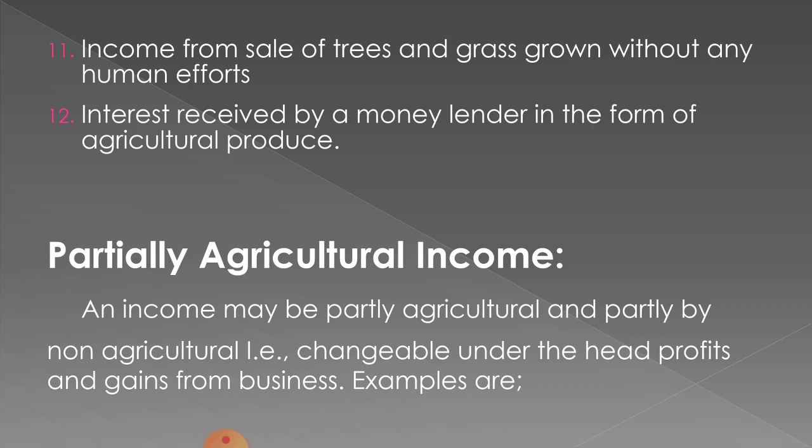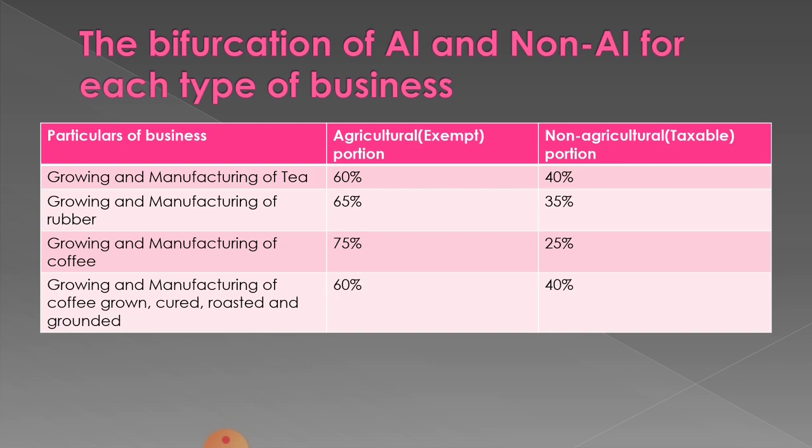The next and important concept is partially agricultural income. Some income may be partly agricultural and partly non-agricultural in nature. Some income derived from agricultural operations is considered partly as agricultural income and partly as non-agricultural income, that is chargeable under the head of profits and gains from business. Here, a part of the agricultural income is exempted from tax and part is taxable under the head profits and gains from business.